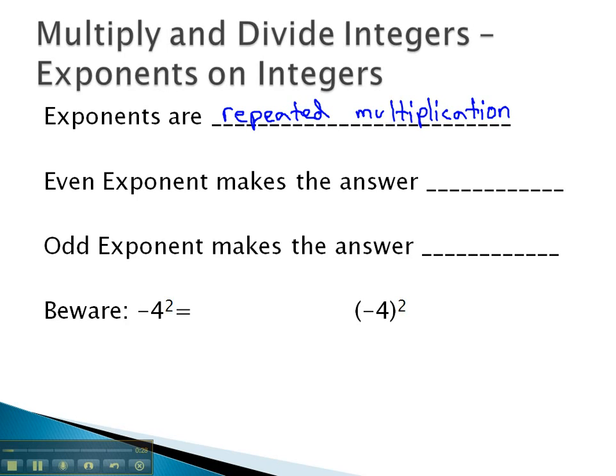We know that if we have an even number of negatives multiplied together, the answer is positive. So if we have an even exponent, we have an even number of negatives, which makes the answer positive. Similarly, if we have an odd exponent, we have an odd number of negatives being multiplied together. This makes the answer negative.